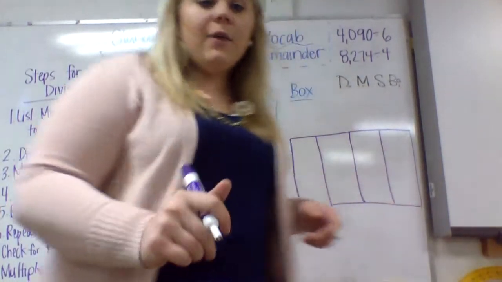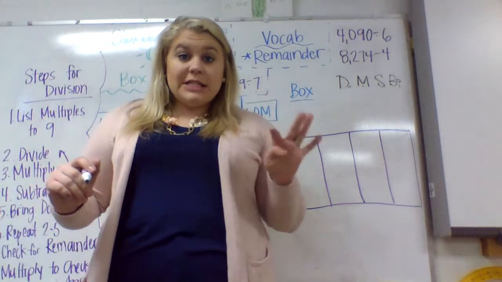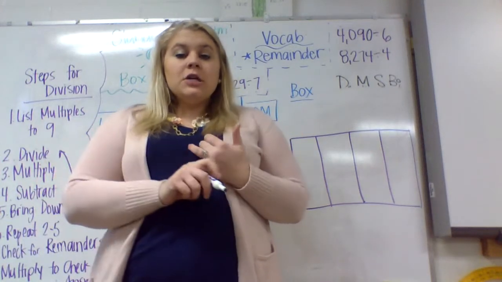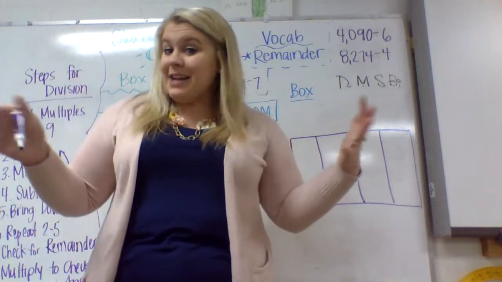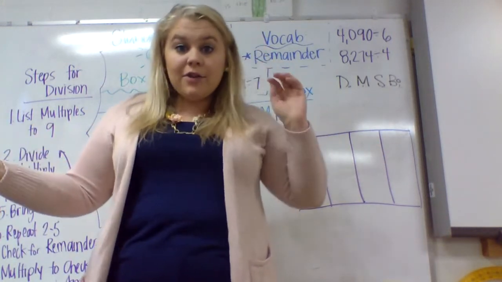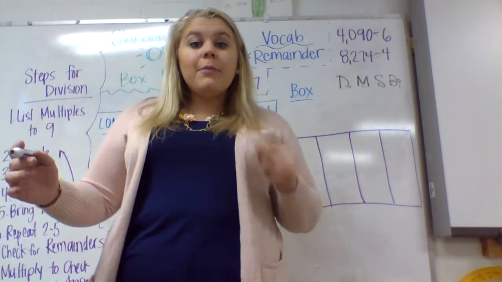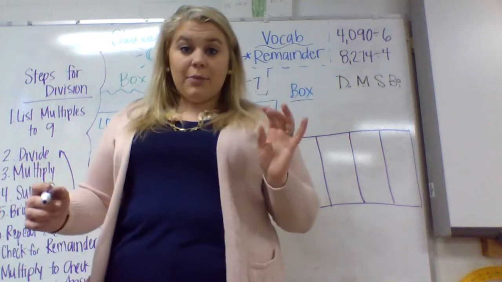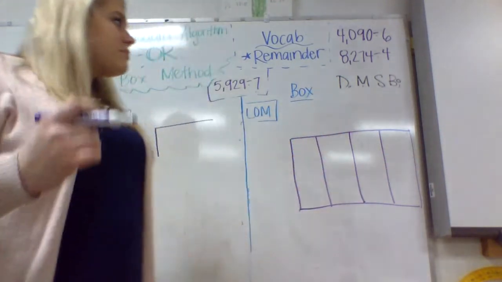Okay, so today we are going to work on dividing a 4-digit dividend by a 1-digit divisor. So we've done our 2-digit, we've done our 3-digit, now it's 4-digit. Again, it's not really any harder than anything we've done before. It's just going to add another step. You're going to have to either divide, multiply, subtract, and bring it down one more time, or if you're doing box method, divide, multiply, subtract, and bring it up and over one more time.